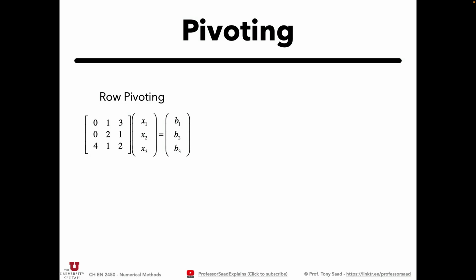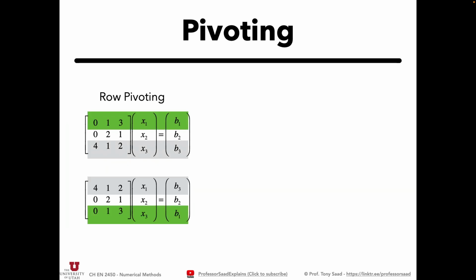So what you can do here, if you notice the first and third equations, is swap them, and you get diagonal dominance. And you still have the same system of equations. So if you take these two and simply swap them, get the third equation, put it first, and the first equation, put it last, and adjust the right-hand sides, then you get diagonal dominance. 4 is greater than 1 plus 2. 2 is greater than 1 plus 0. 3 is greater than 1 plus 0. Okay, that's row pivoting. You rearrange the equations.